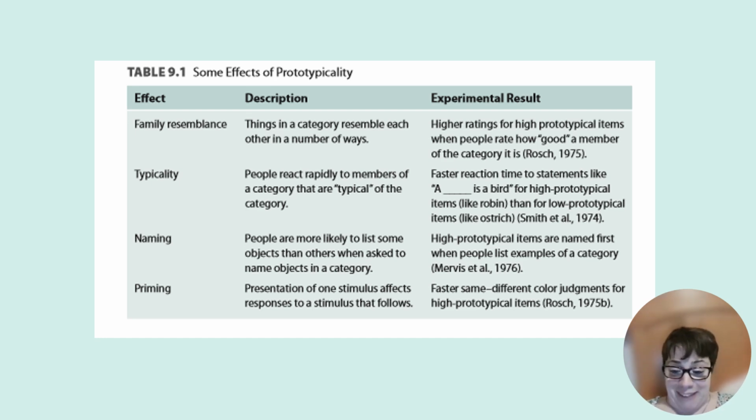We also see typicality effects. People react rapidly to members of a category that are typical. So there's faster reaction time to statements like a sparrow is a bird than an ostrich is a bird, and an ostrich would be a less typical member of the category bird than a sparrow. We also see naming effects. People are more likely to list some of the objects than others when asked to name objects in a category, so highly prototypical items are named first. And finally, there are differential priming effects. Presentation of one stimulus affects responses to a stimulus that follows, so there are faster same-different color judgments for highly prototypical shades of green than less typical shades of green.